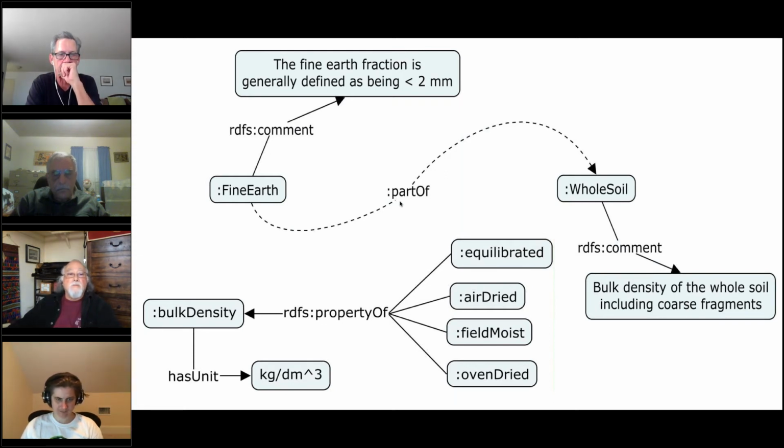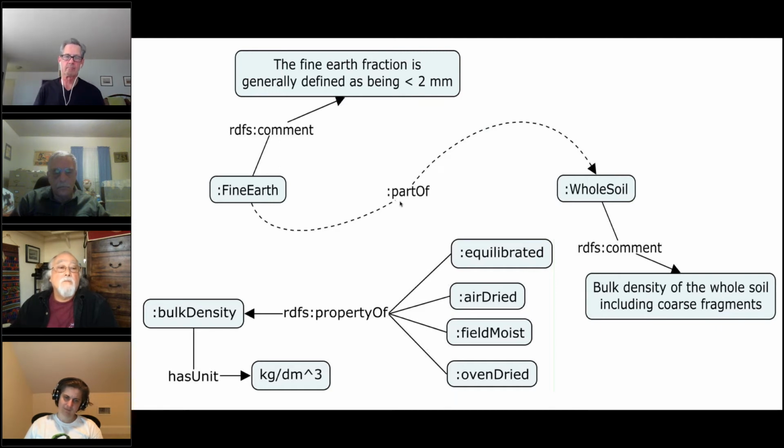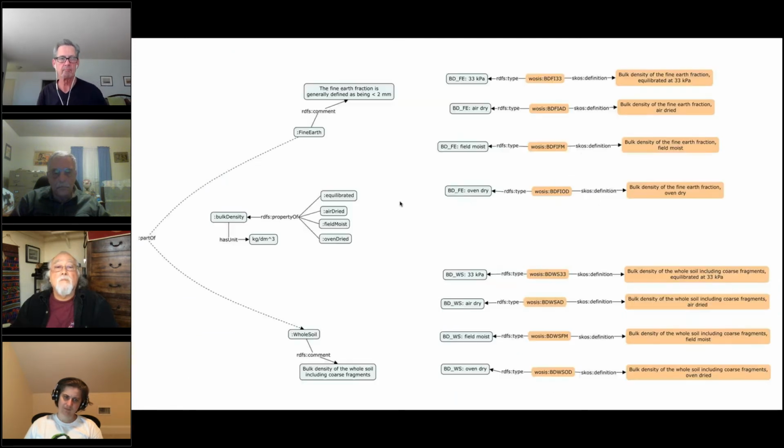So I pulled in what was on the table on the web page. So we have the equilibrated, air dried. So I'm thinking, all right, these are different types of bulk density. This is my current thinking now, and there's a unit, of course. Next slide, please. So I thought, all right, now, how do I link them up, right?